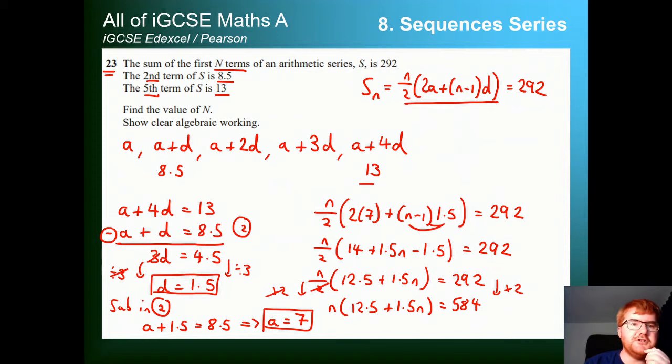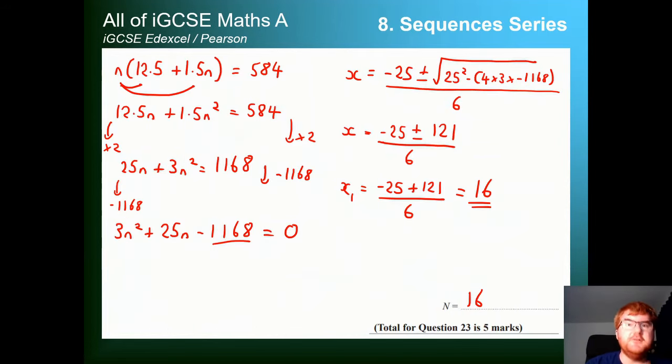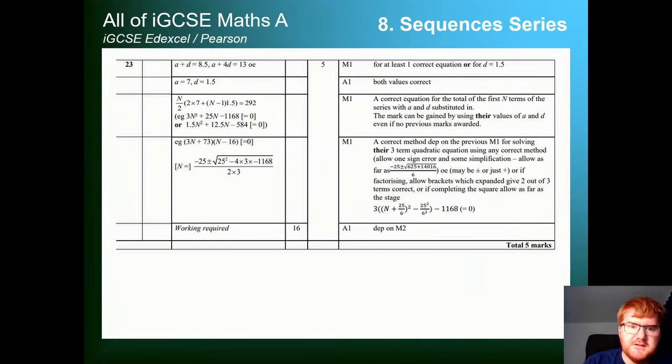Again, we can always look at the question here, find the value of n. That gives you a clue that one of the answers will not be valid. So do use the question to guide you through to the correct answer. So you can see the solution there. They've also used a quadratic formula, which is a very sensible approach here, giving us the answer of 16 at the end.